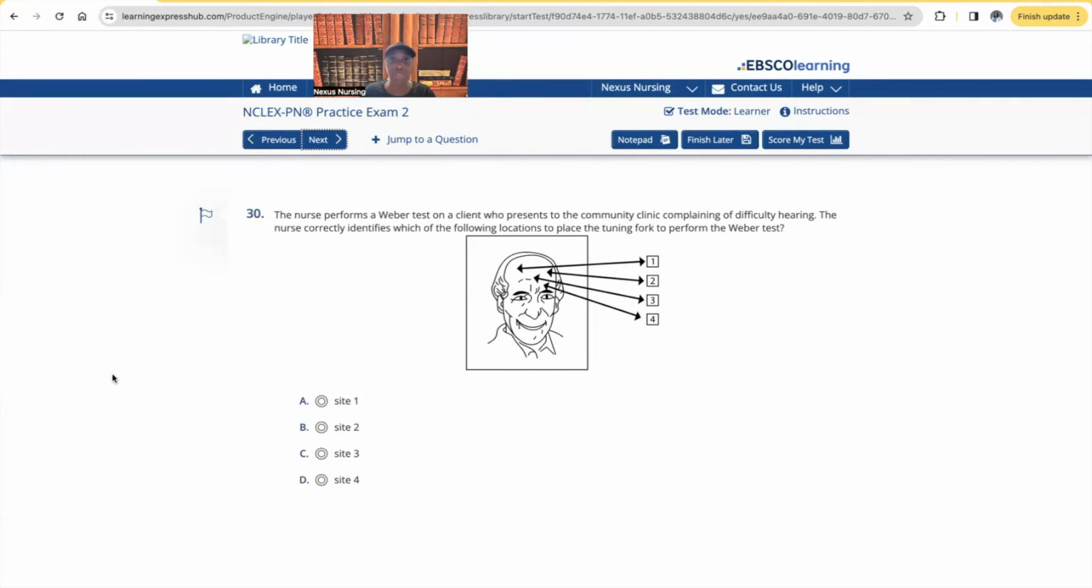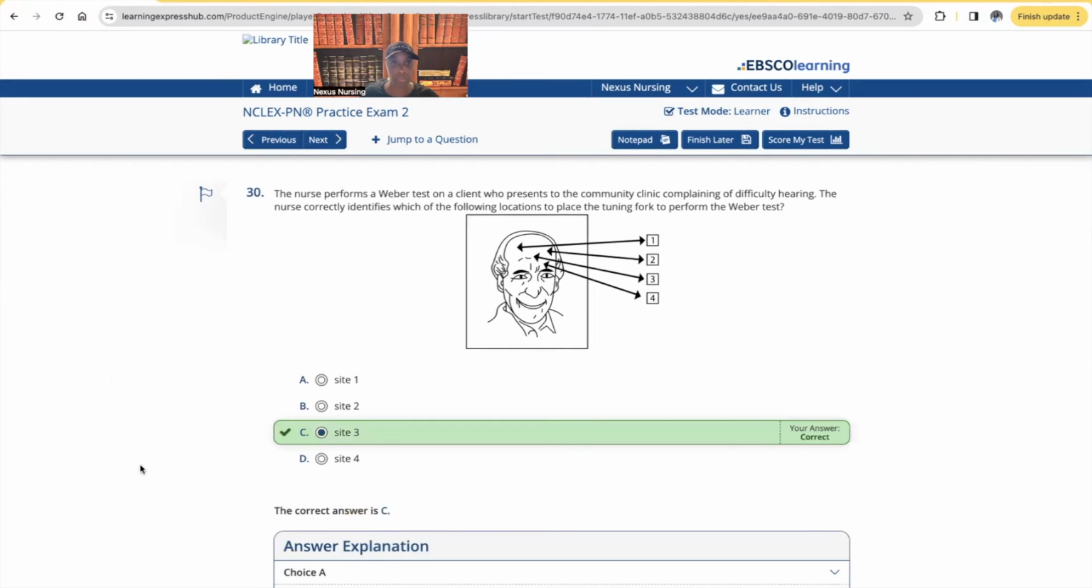So you might as well learn this now, because if you plan on being a nurse practitioner and you go up those ranks, you're going to see it again and again. So, all right, where would you place that tuning fork? Site 1, Site 2, Site 3, Site 4. Let me look at the sites. Okay, 3. Right here in the middle.